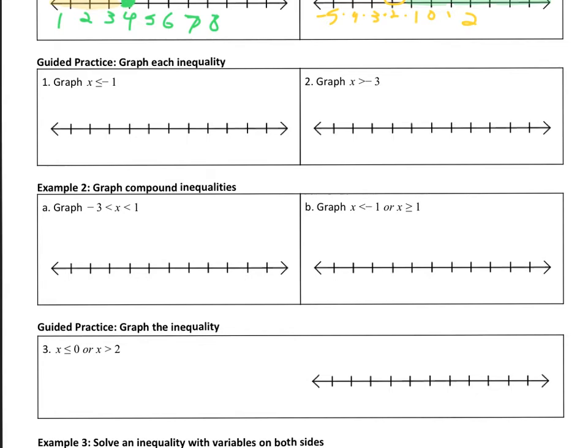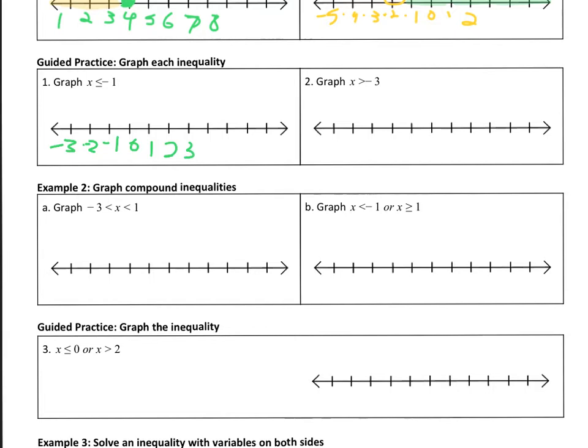All right, guided practice number 1 here. x is less than or equal to -1. So that's going to be a closed circle at -1, and I'm going to shade to the left. So I'm just going to throw in a couple points here on my number line.